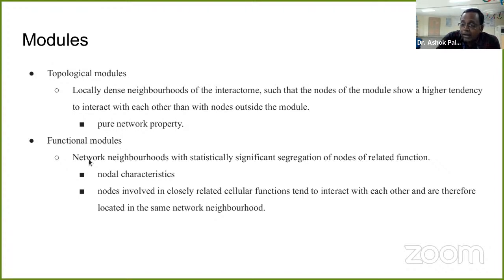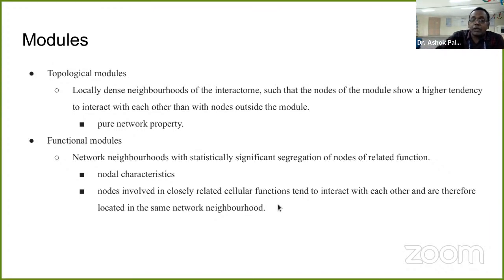Now we are also adding to it a condition that it must be associated with a biological function or a biological process. So it's a nodal characteristic, and the nodes involved in closely related cellular functions tend to interact with each other more. And they're also showing tendencies to be located in the same network neighborhood. And these are called functional modules.